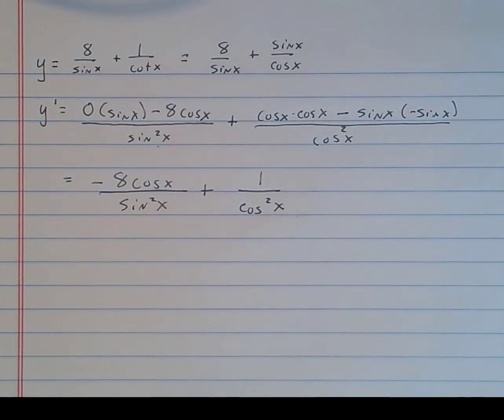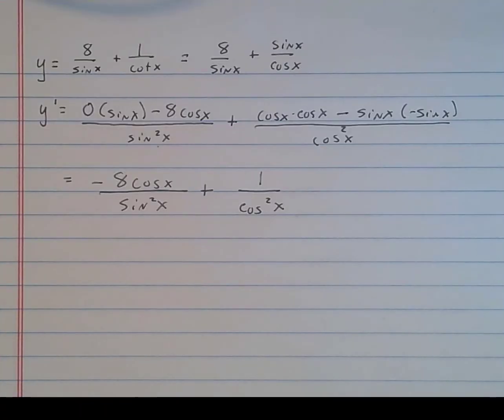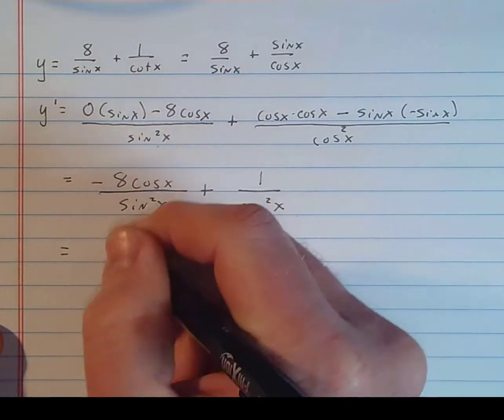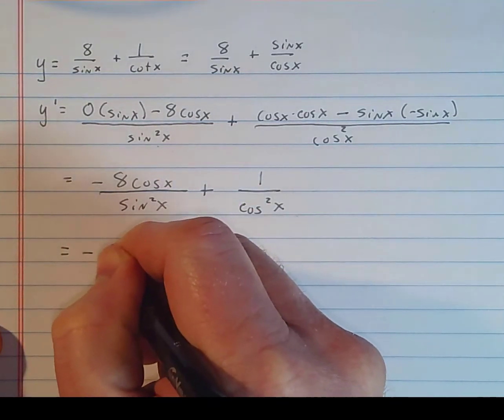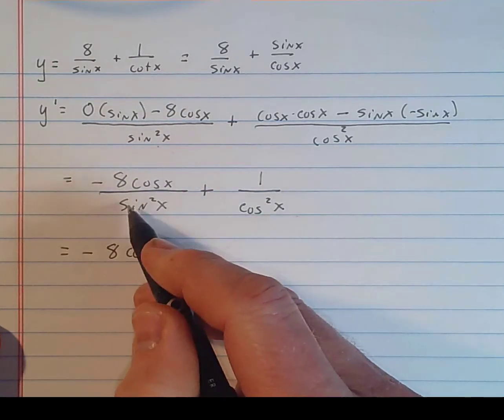And okay, sure, we got it down to an answer, and there's nothing wrong with this answer right here at all. The only problem is it's not equivalent to one of the answers that's in the choices for this question. And so what we've got to do is see if we can write it in a way that's equivalent to one of these. So I'm going to see if I can write this as negative 8 cosine x, and I've got a sine squared in the denominator.